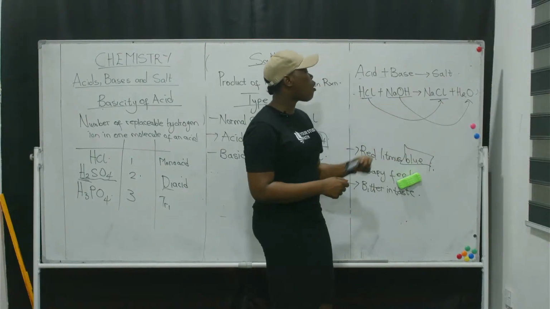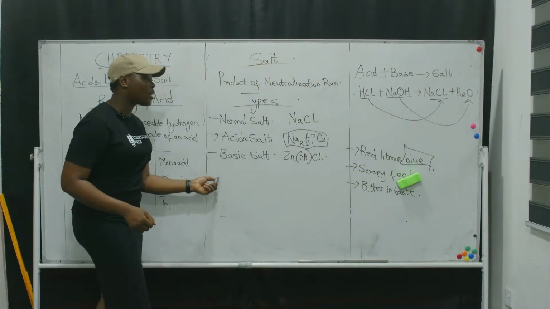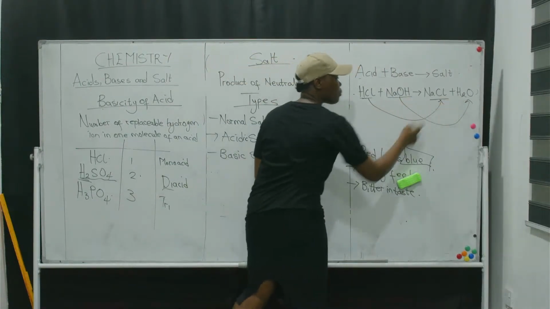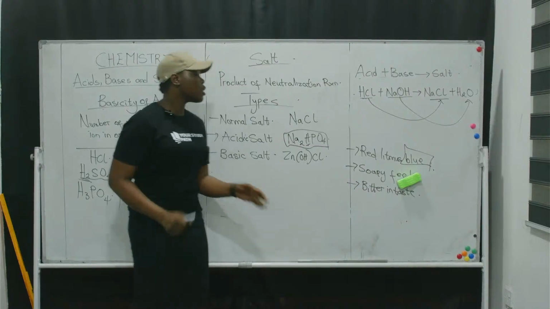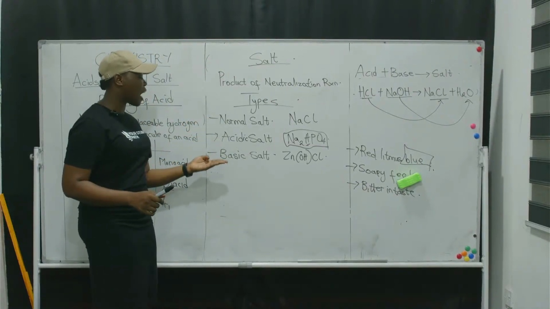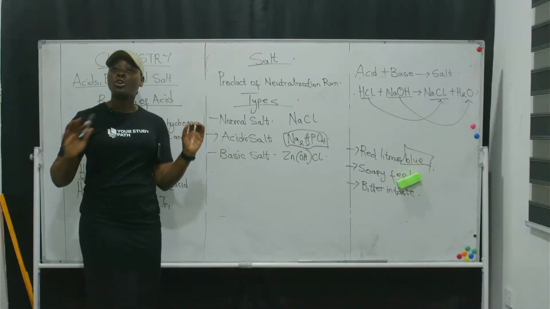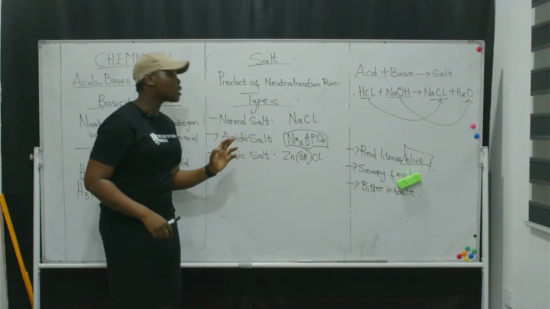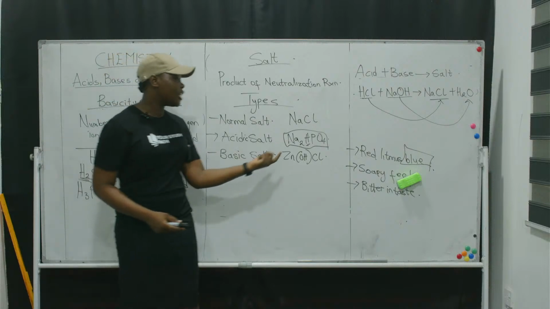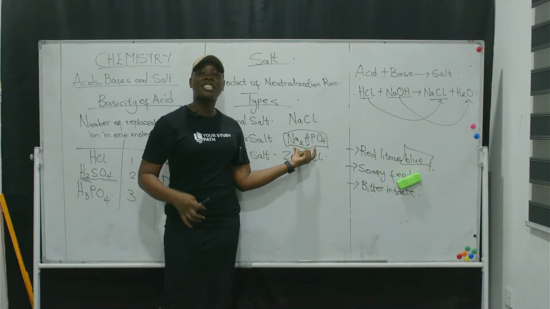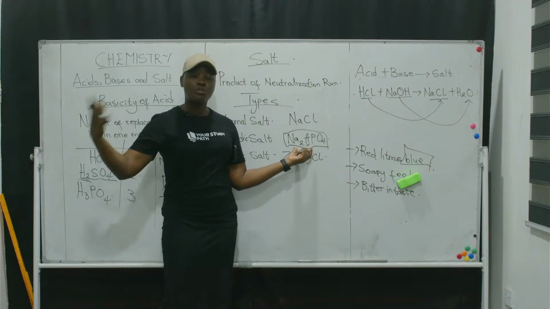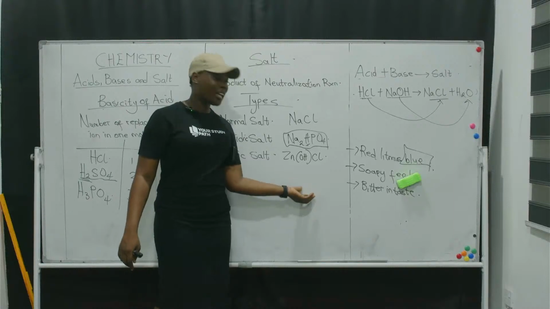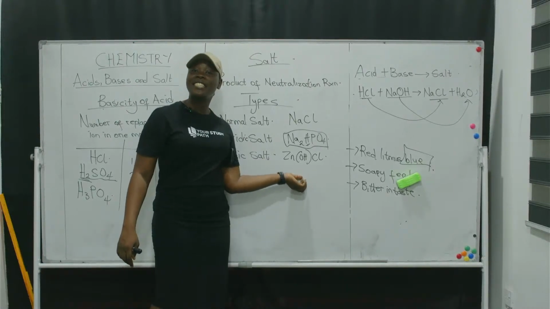And so for basic salt, not all of the OH would be replaced. It's moving from here to here. Not all of the OH would be replaced. So the difference between normal, acidic and basic salt is that for normal salt, you wouldn't see H or OH because they will be replaced completely. Acidic salt, you will still see hydrogen in the compound. That suggests that not all of the hydrogen ions are being replaced. For basic salt, you will see OH in the compound. That means there is still OH in the salt.